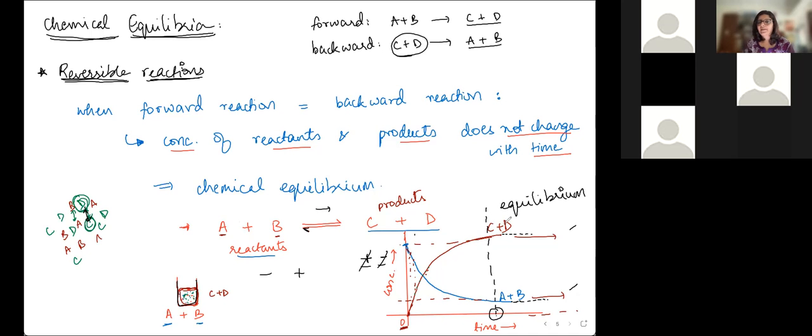Okay. Yeah. Okay. So this is all to do with chemical equilibrium. Like reaction में equilibrium कब होता है, कैसे होता है, all of that.